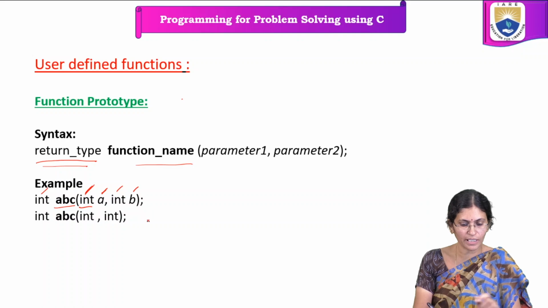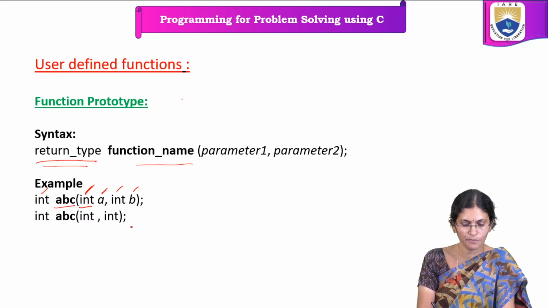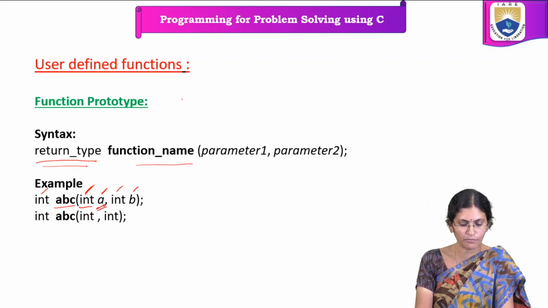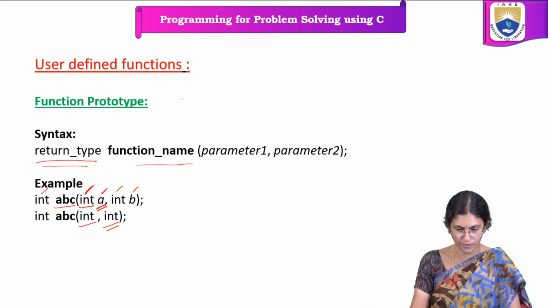We can also declare the function prototype in this way. We can skip the parameter names; just mentioning the type of the parameter is sufficient.